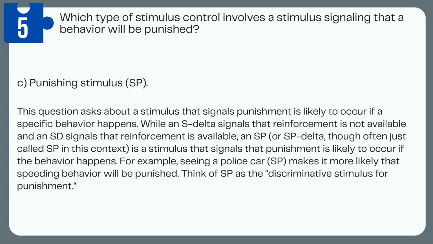Answer: C. Punishing stimulus, SP. This question asks about a stimulus that signals punishment is likely to occur if a specific behavior happens, while an S delta signals that reinforcement is not available, and an SD signals that reinforcement is available. An SP, or SP delta, though often just called SP in this context, is a stimulus that signals that punishment is likely to occur if the behavior happens. For example, seeing a police car, SP, makes it more likely that speeding behavior will be punished. Think of SP as the discriminative stimulus for punishment.